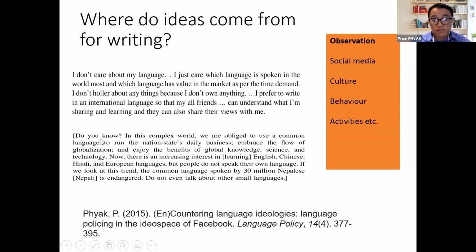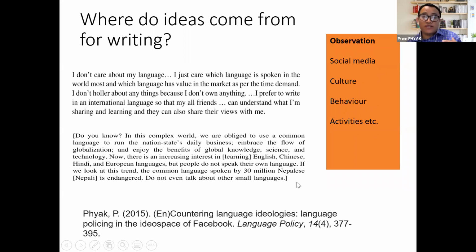And the next participant says, "Okay, do you know, in the complex world we are obliged to use a common language to run the nation state's daily business, embrace the flow of globalization, and enjoy the benefits of global knowledge, science, and technology. Now, there is an increasing interest in learning English, Chinese, Hindi, European languages, but people do not speak their own language. If we look at this trend, the common language spoken by 30 million Nepalese is in danger, and don't even talk about other small languages."